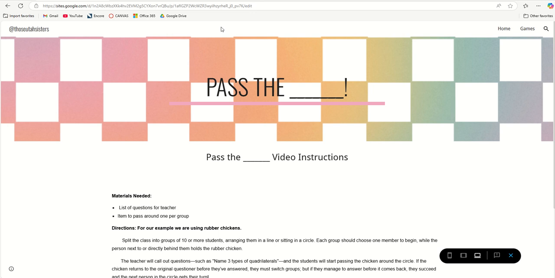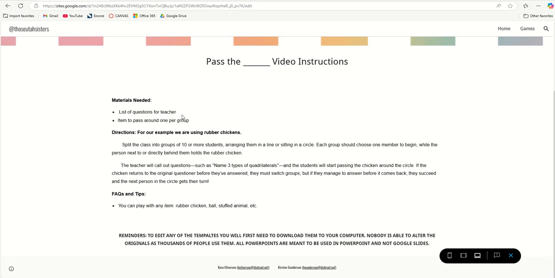For the example of the game, we're going to be playing pass the rubber chicken, but in your class, you can use any object. So for this game, all you need is a list of questions for the teacher, and then you need an item to pass around, and you need one item per group that you're going to play with. So in my class, we play generally with like 3 groups, and so I have 3 of them, and we play with rubber chickens, but you can play with anything. A ball, a clothespin, could literally be anything.